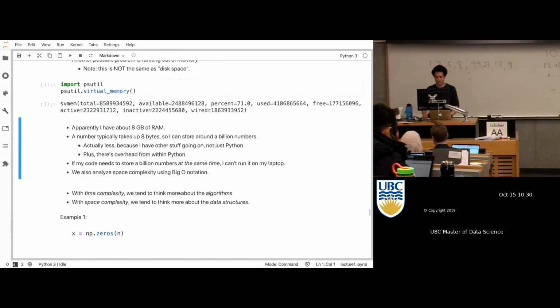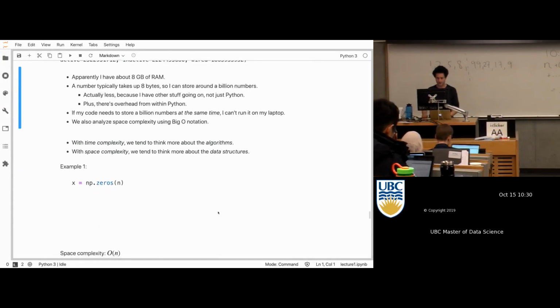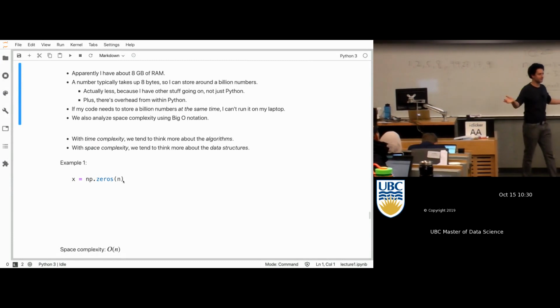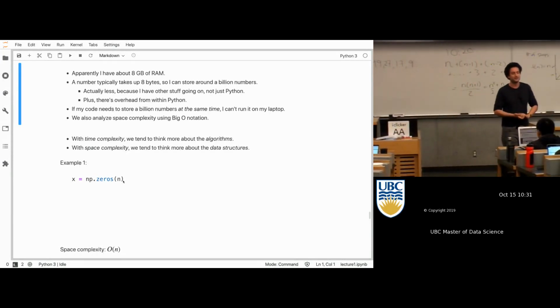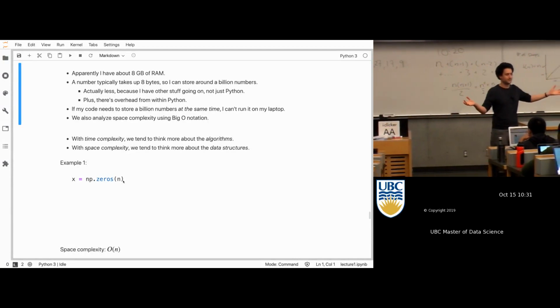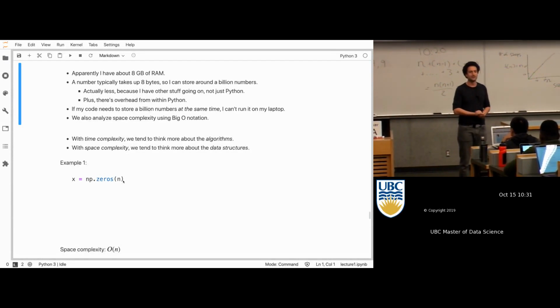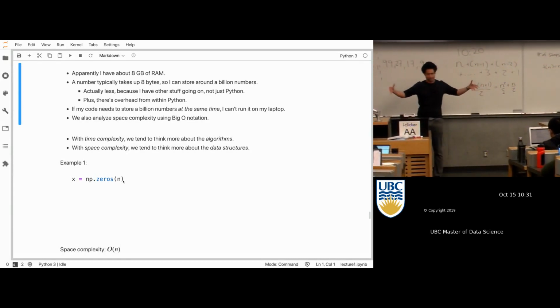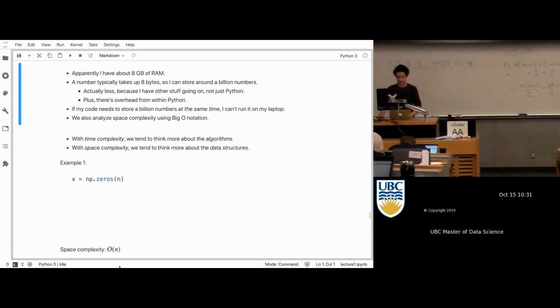OK. So with time complexity, we tend to think more about the algorithms. With space complexity, we tend to think more about the data structure. So here's an example. If I'm just making a NumPy array with n spots in it, so I have n zeros, then the space complexity of that is going to be O of n, because if I make a NumPy array that's twice as big, well, it's twice as big, I guess. I don't really know a better way of saying it, but it's going to require double the space if I make the array twice as big, and so that's going to be O of n.